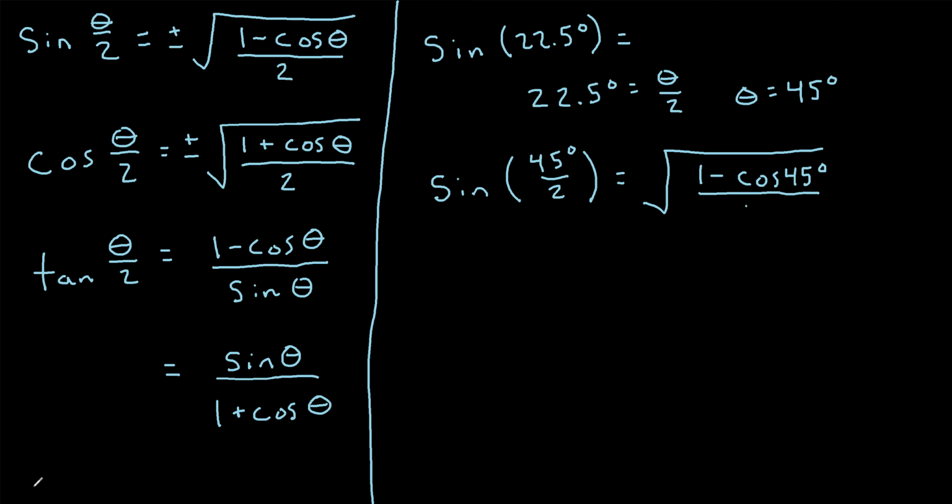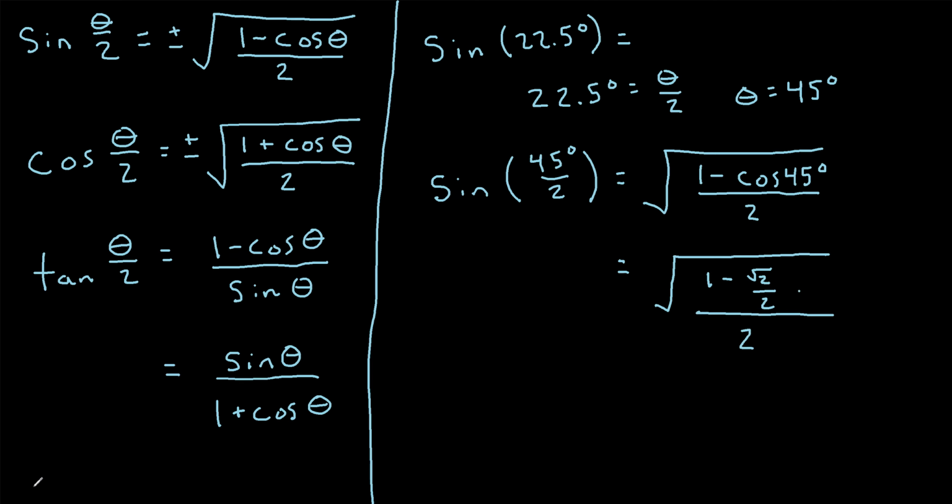divided by 2. So we get, what is the cosine of 45 degrees? Well, if you think about your unit circle and you think about the xy coordinates that correspond to 45 degrees, the x coordinate is the one that corresponds to cosine, and that's square root of 2 over 2. So we can fill that in here. Square root of 2 over 2. And then we have that whole thing divided by 2.